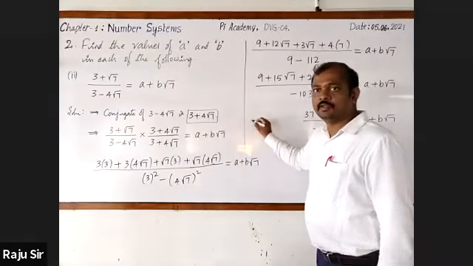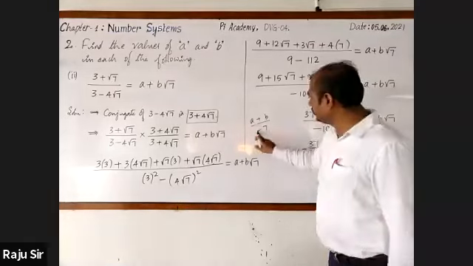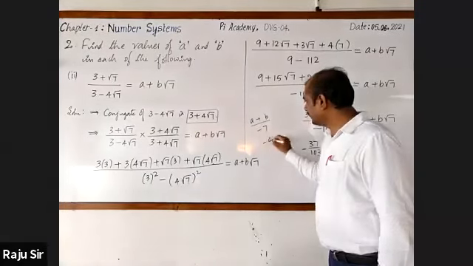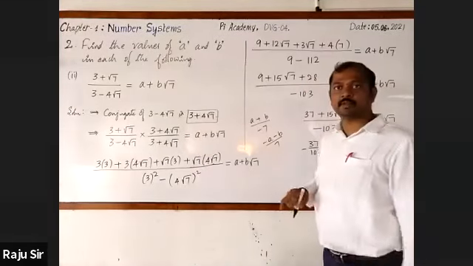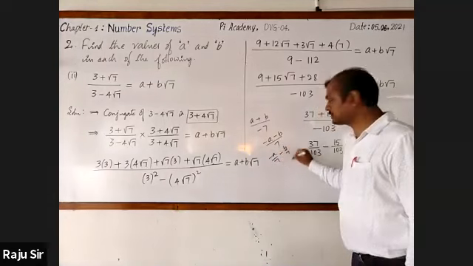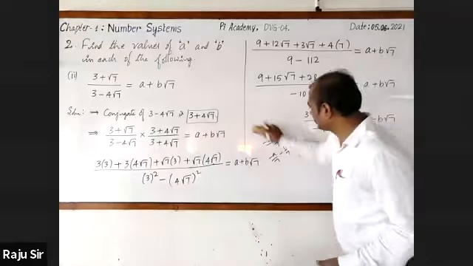Because now see, a plus b by minus 7: you can multiply the numerator by minus. Nothing but minus a minus b divided by 7. And this can be written as minus a by 7 minus b by 7. In the same way here also. Next.